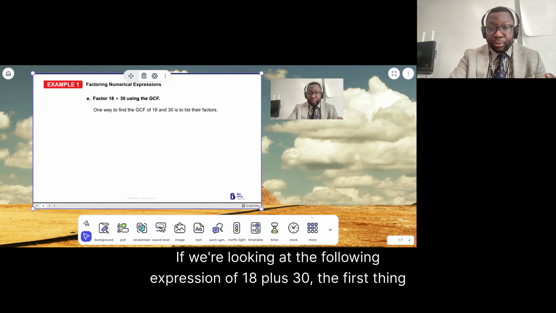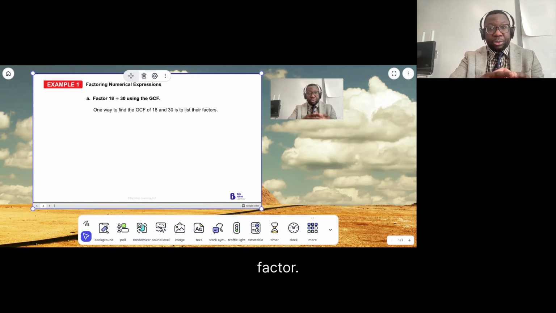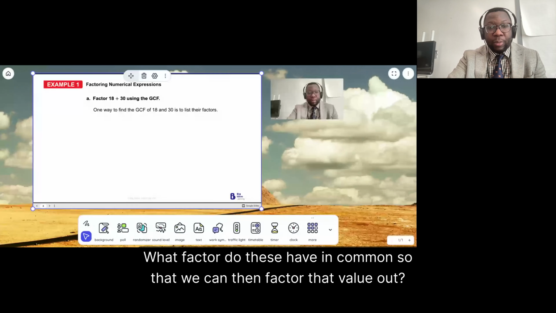If we're looking at the following expression of 18 plus 30, the first thing that we're going to need to do is determine what is the greatest common factor. What factor do these have in common so that we can then factor that value out?